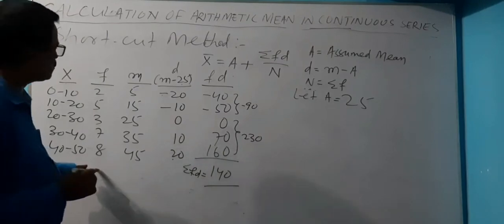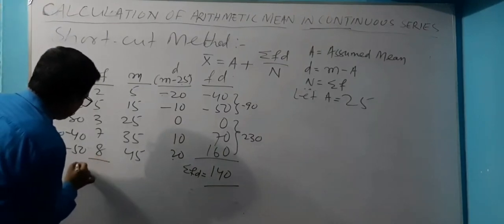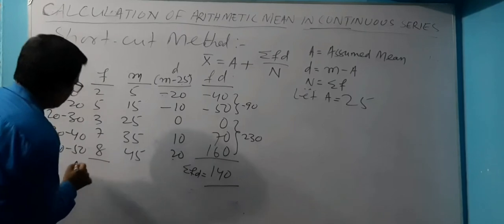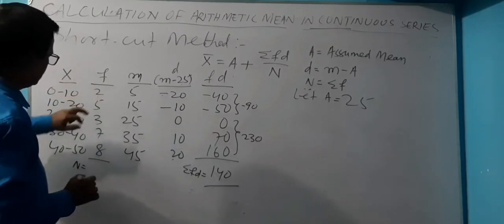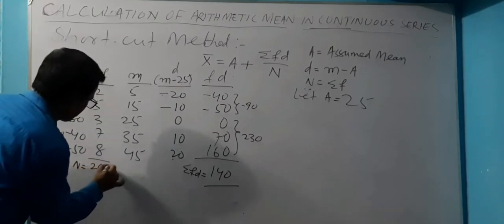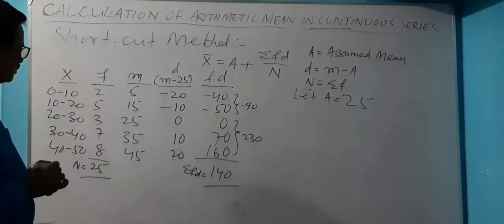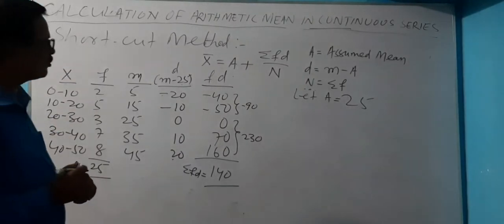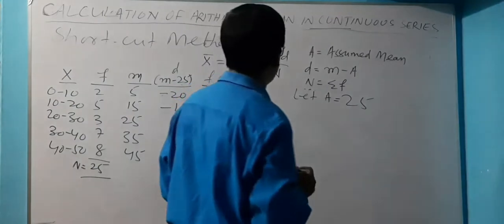So what is the value of N? Add the F values. N is equal to summation F, that is equal to 25. Now put the formula to get X bar.